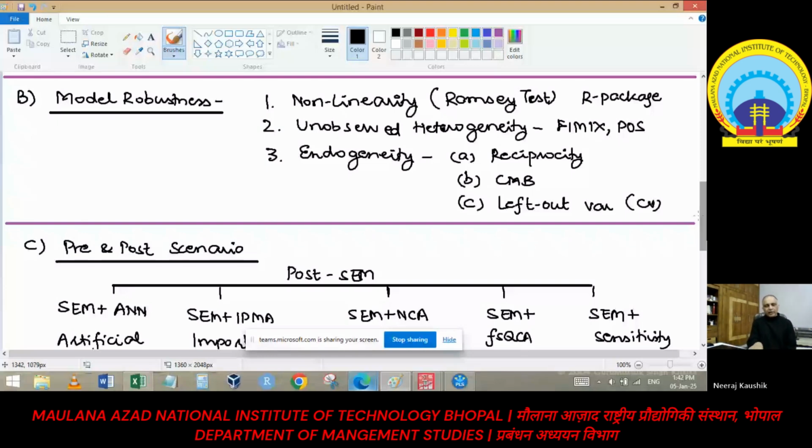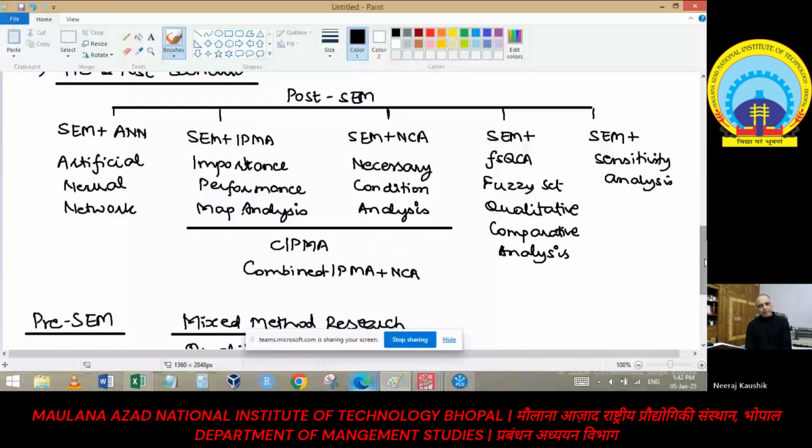And then these are the techniques people work with these days. On these techniques, you will rarely find any paper that is simply on SEM. So people work on SEM, go for the reliability and validity, check the reliability and validity, go for the model part, direct effect, indirect effect, etc. And then use any of them. These are artificial neural network. Now let me tell you one by one why these are used.